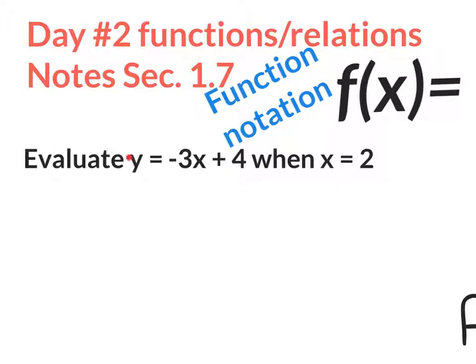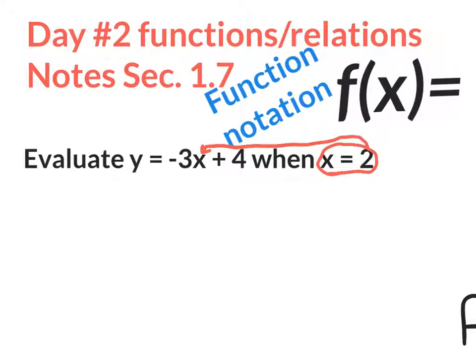It says evaluate y equals negative 3x plus 4 when x equals 2. How do we do that? We plug what in? 2 for x. That's right. So we're going to take the value they give us, x equals 2, and we're going to plug it right into that x value right there.